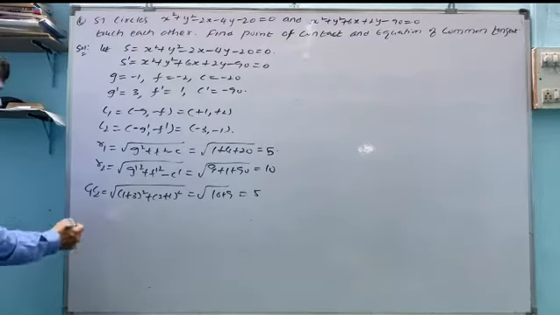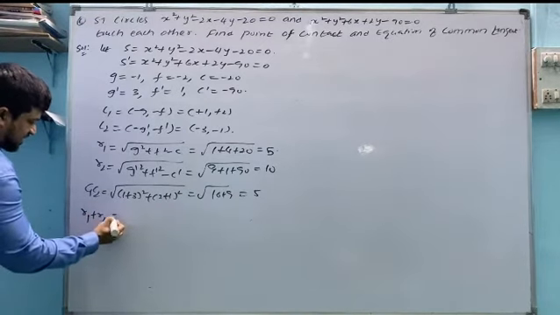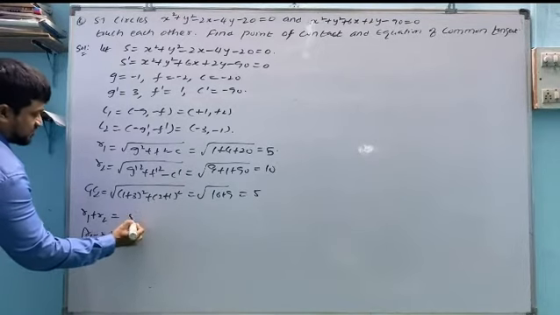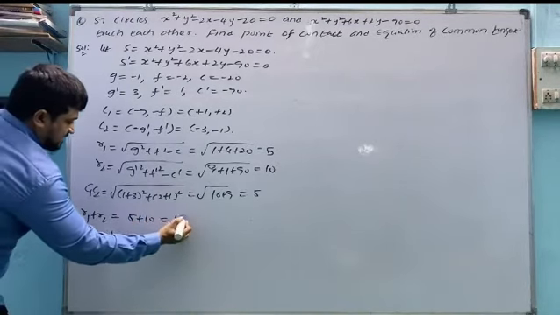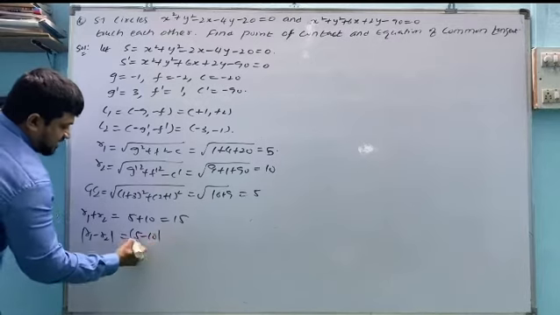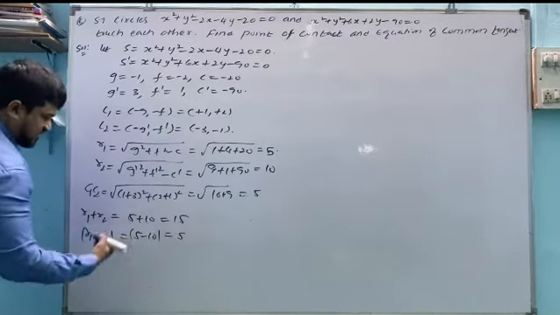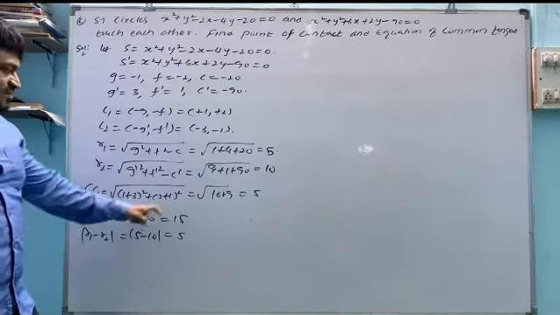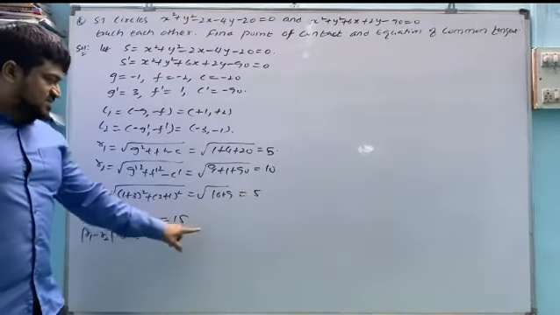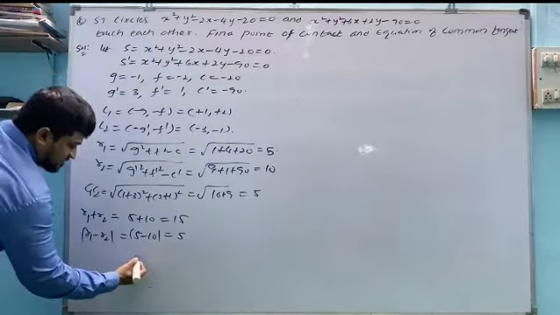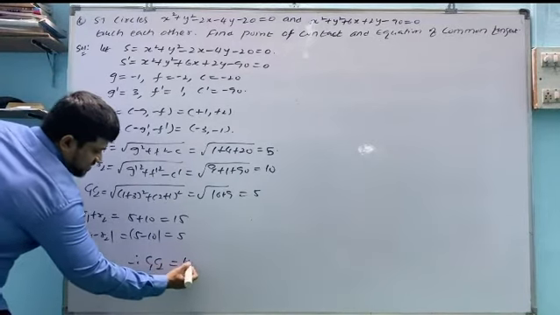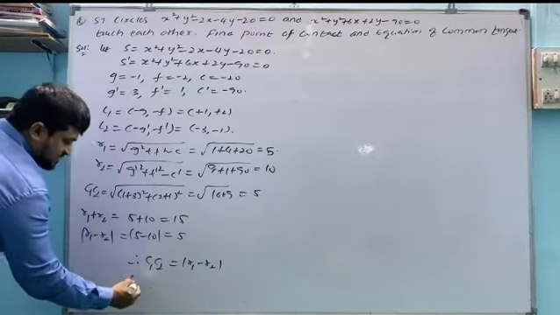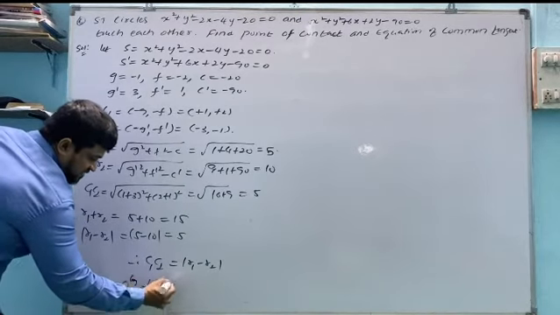We have to find r1 plus r2 and r1 minus r2. R1 plus R2 is 5 plus 10, 15. R1 minus R2 is 5 minus 10, minus 5, whose magnitude is 5. Now we have to check C1 C2 with R1 plus R2 and R1 minus R2. Compare this one. This is equal to R1 minus R2. Therefore, C1 C2 is equal to R1 minus R2. If it is equal to any one of them, the circles touch each other.